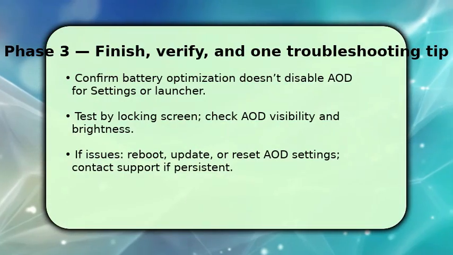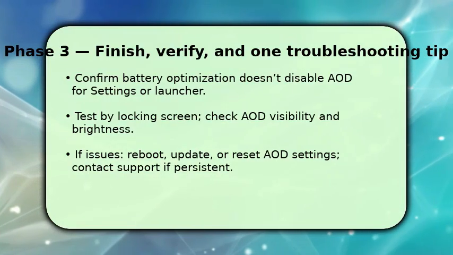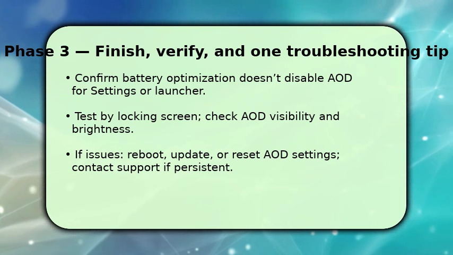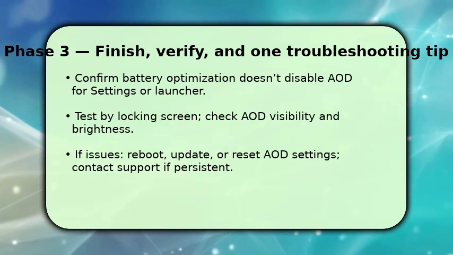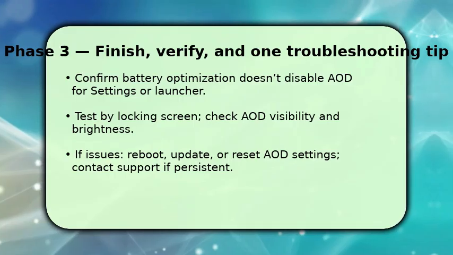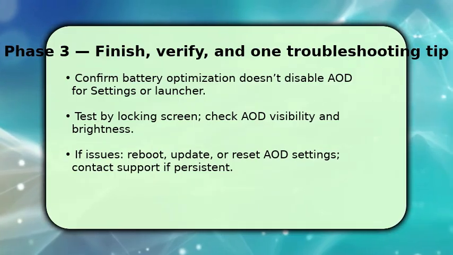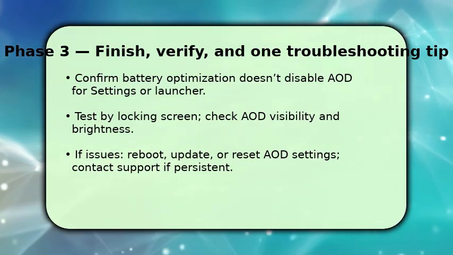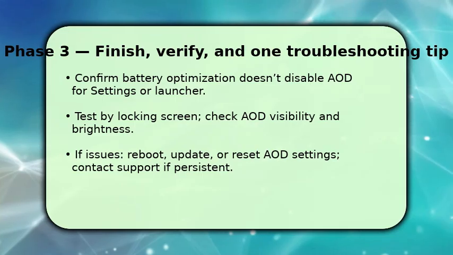To finish, review battery and app optimization to ensure Always on Display isn't restricted. Open battery settings and exclude AOD-related system apps if needed. Lock the phone and observe the AOD. Check brightness, legibility, and whether notifications appear.